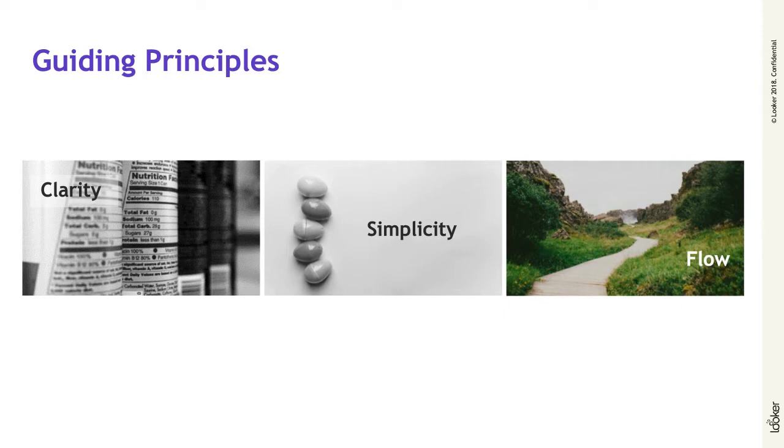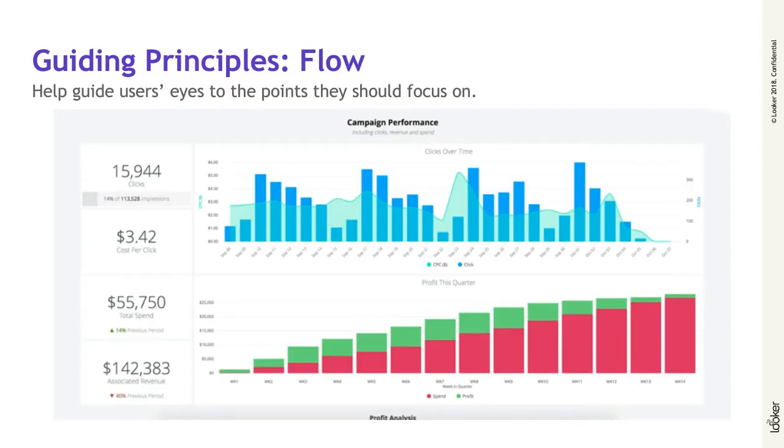Okay, so now we're on to flow. With flow, you're helping to guide the user's eyes to the points that they should focus on first. So generally, you want to go from a high level to more detail as you go down. So think of it like a newspaper. You want the big news, the headlines at the top, and if people get intrigued by that, they can go below the fold for more details. Similarly, in a dashboard, people can scroll down if they want to find out more, because the important stuff is at the top.